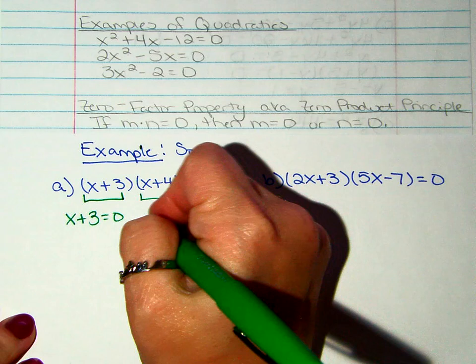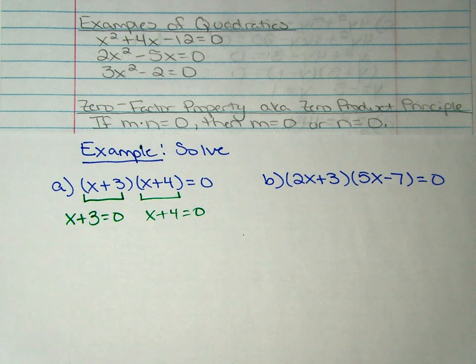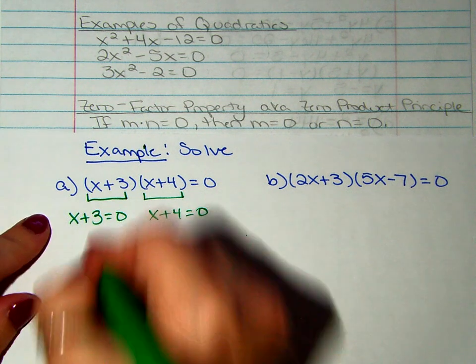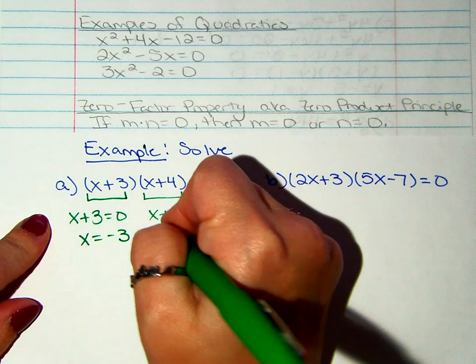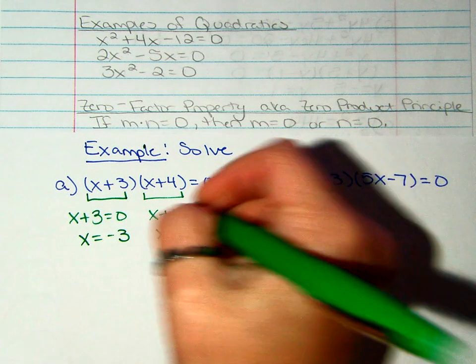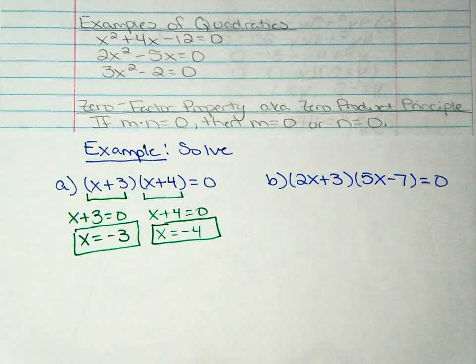This factor is x plus 4, and we set it equal to 0. These are linear equations now. We're just trying to isolate the x. Subtract the 3 over, and I get x equals negative 3. Subtract the 4 over, and I get x equals negative 4. Those are the two possible solutions for this quadratic equation.